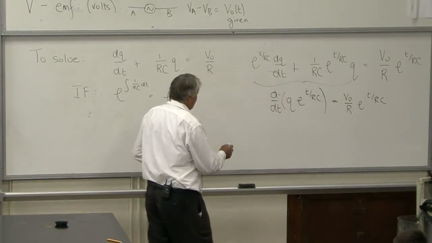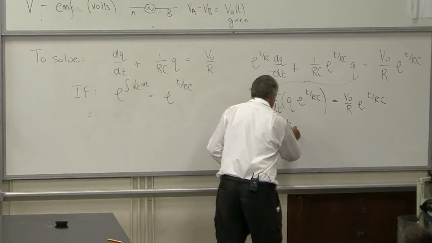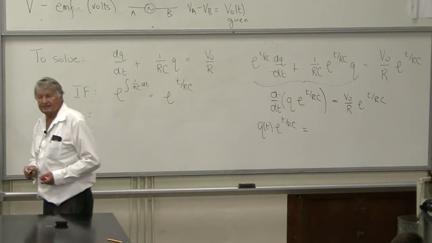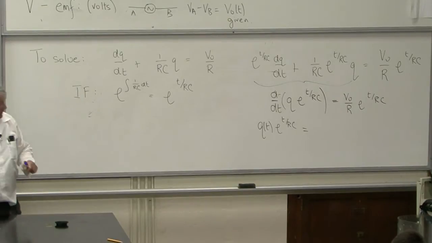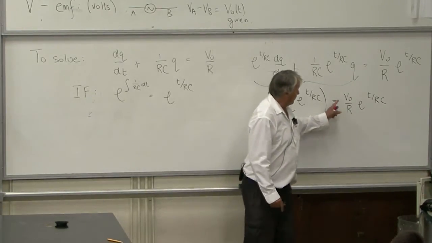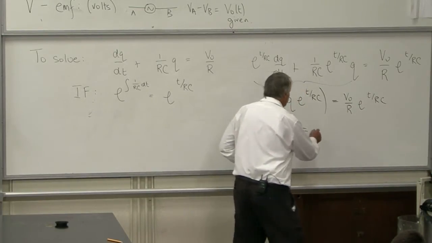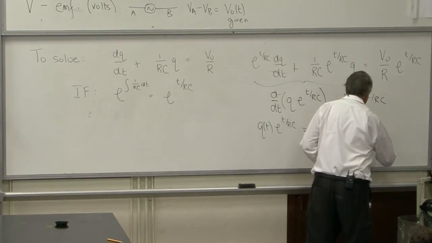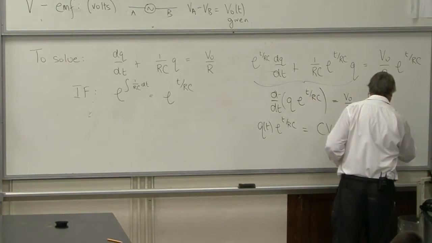Integrate. I get q of t, e to the t over RC, equals, if I integrate e to the t over RC times V naught over R, what am I going to get? I'm going to pull out RC times V naught over R e to the t over RC, which would be just CV0 e to the t over RC plus a constant. Now, what am I going to call the constant? We have so many letters here. We'll call it capital K.